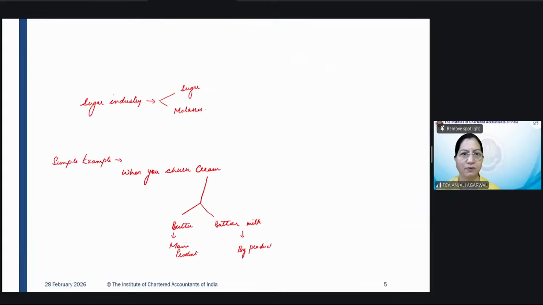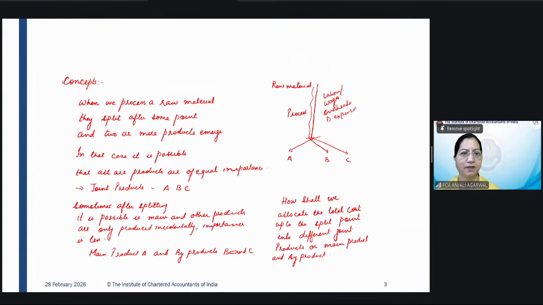All the methods are clear now? Quickly, a quick recap. The whole chapter or the whole concept is that you have taken some raw material, incurred some expenses of wages, overhead, direct expenses on this, and you start processing the material. After that there comes a point when this raw material gets split into different products. This point is called the split off point, and all the expenses incurred till this point are called joint cost, pre-separation cost, or cost up to split off point.